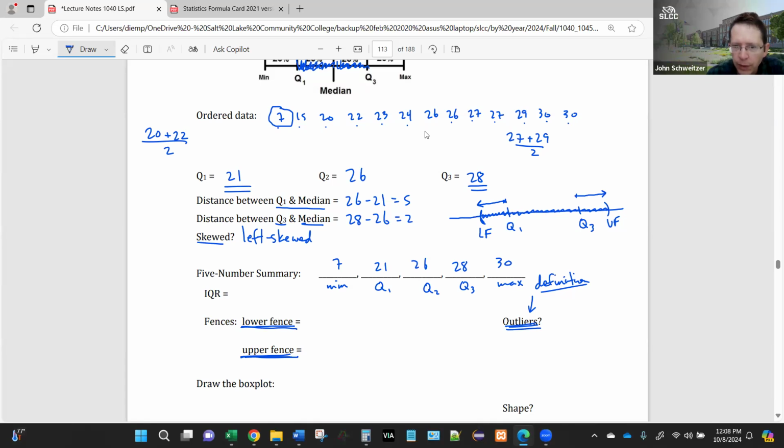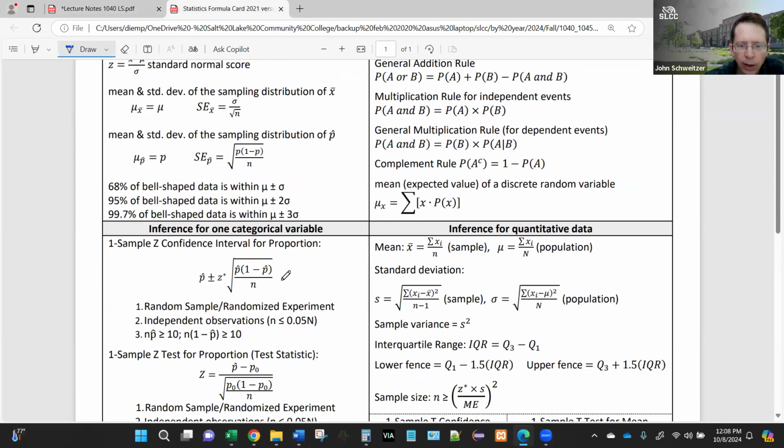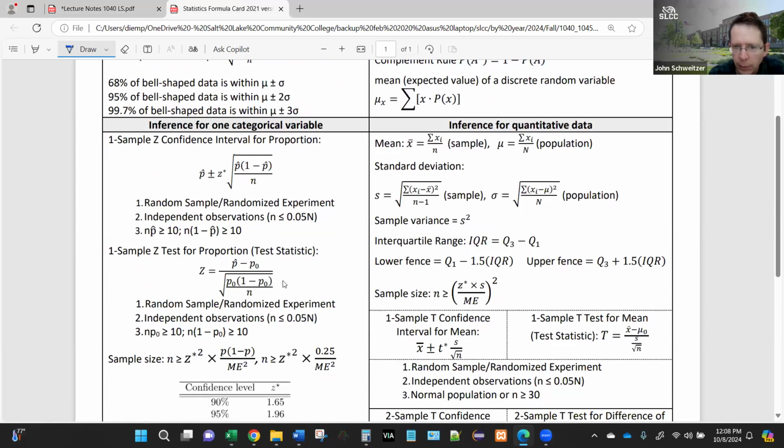So what's the formula for these fences? Okay, it's here on the formula card. We have a lower fence and an upper fence. The lower fence starts at Q1 and it goes 1.5 IQRs to the left. The upper fence starts at Q3 and then it goes the same distance, 1.5 IQRs to the right. What on earth is an IQR?